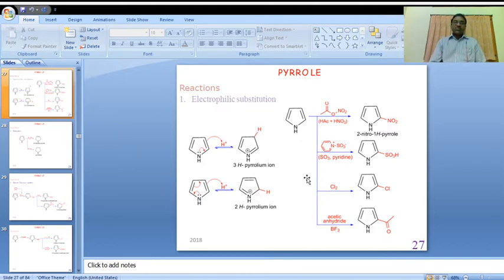In the same way, pyrrole on reaction with the iodine I2 molecule, in presence of a strong base, when we use sodium hydroxide, gives a different compound, that is tetraiodopyrrole. In this reaction we get a different compound.